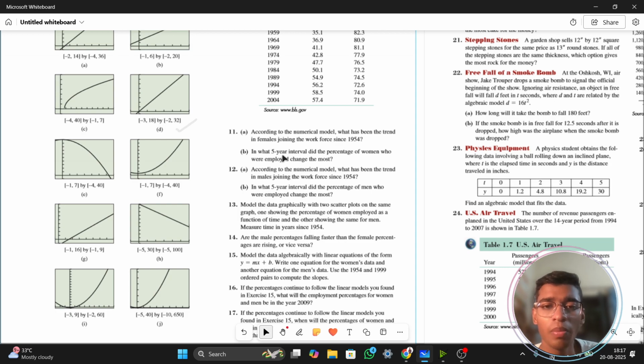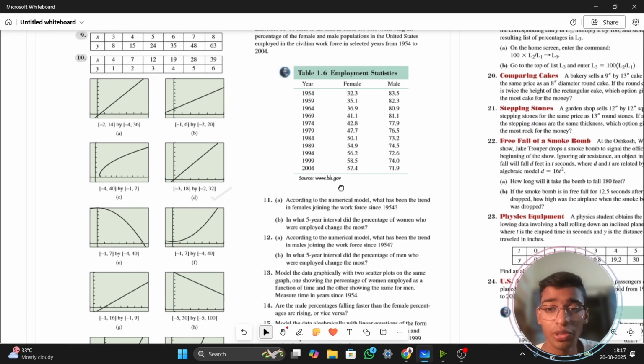Now in part 11B, they're asking: in what 5-year interval did the percentage of women who were employed change the most? So how do you actually calculate the percentage? Whenever you're plotting the graph, you note the 5-year interval time frame. This is already given to you here, 1954 to 1959.